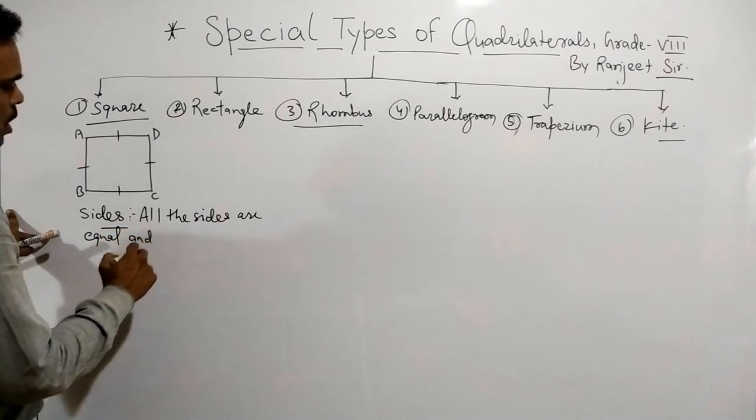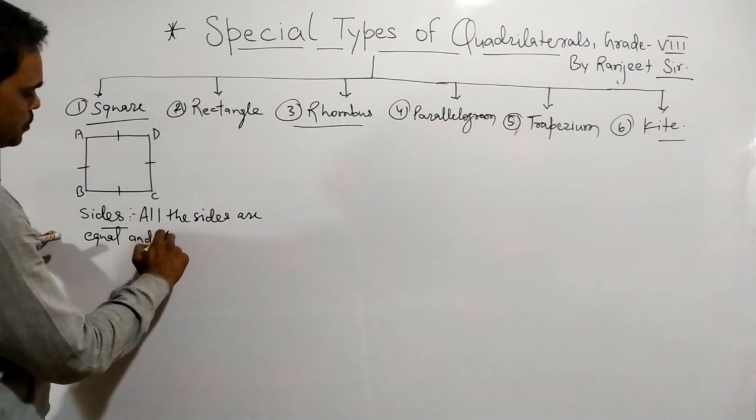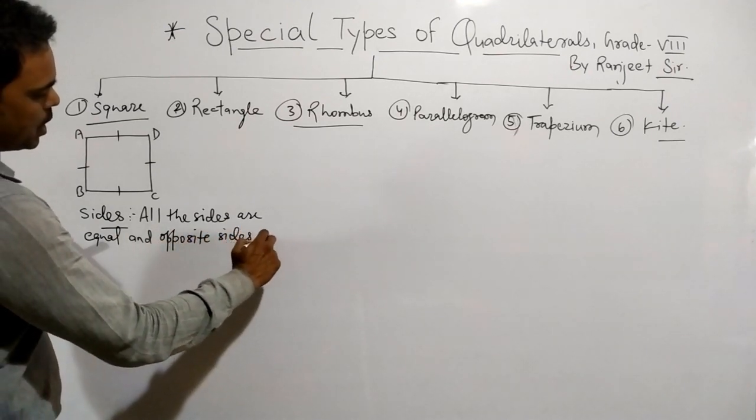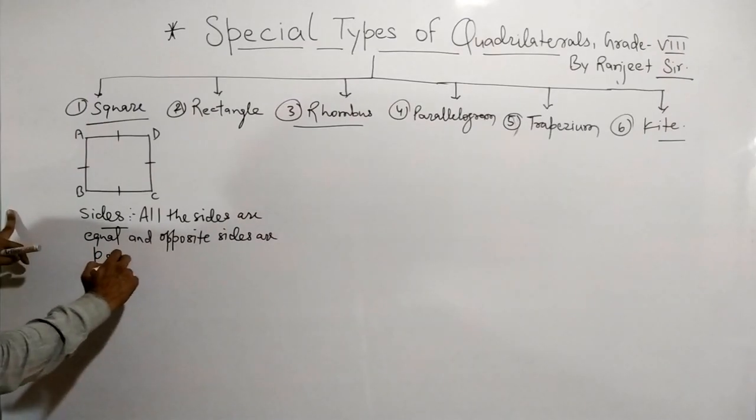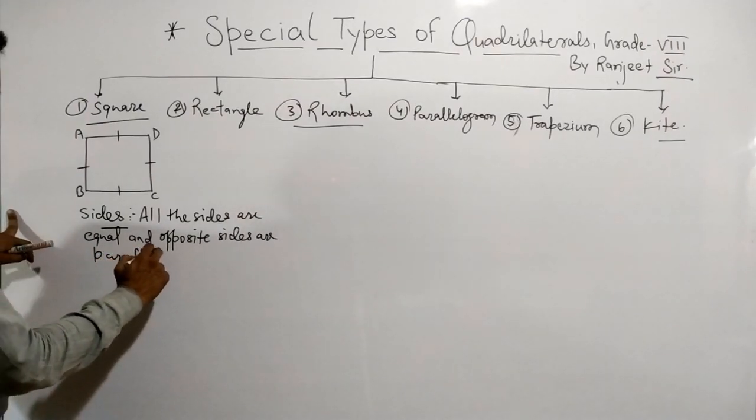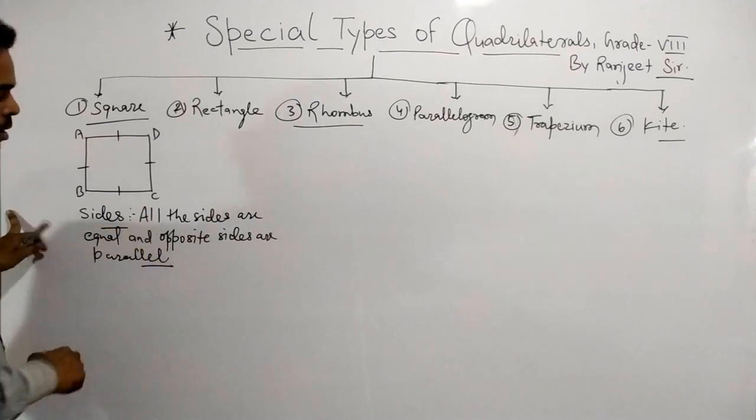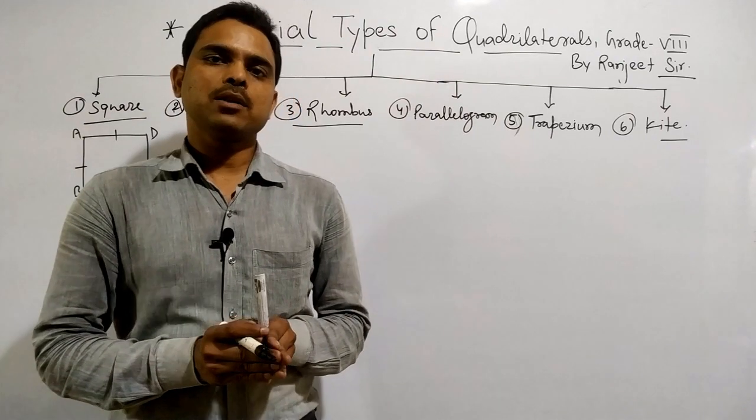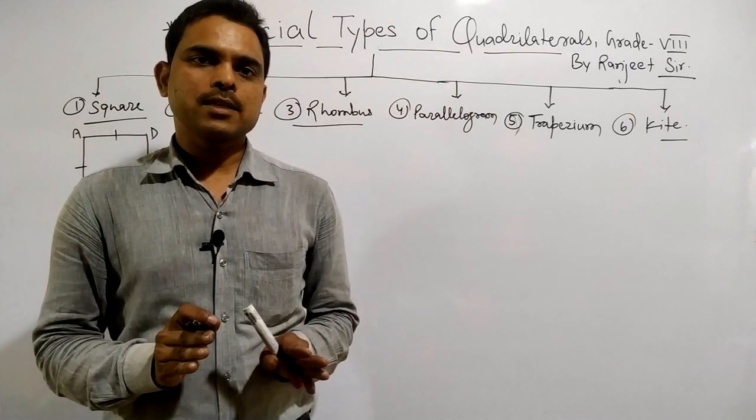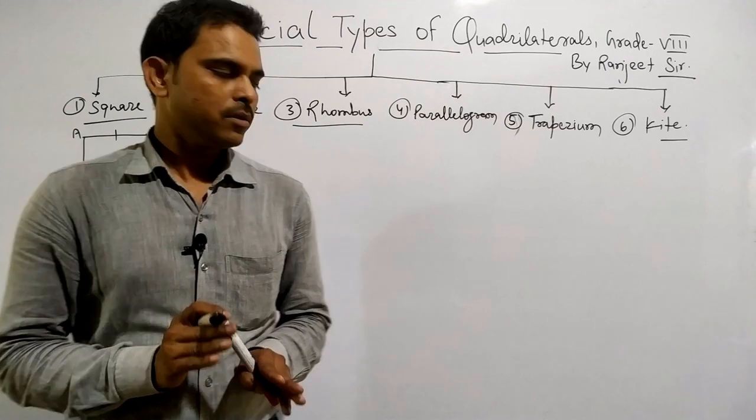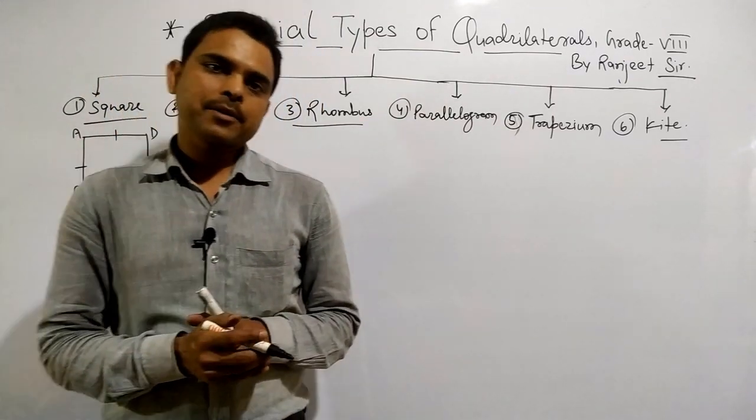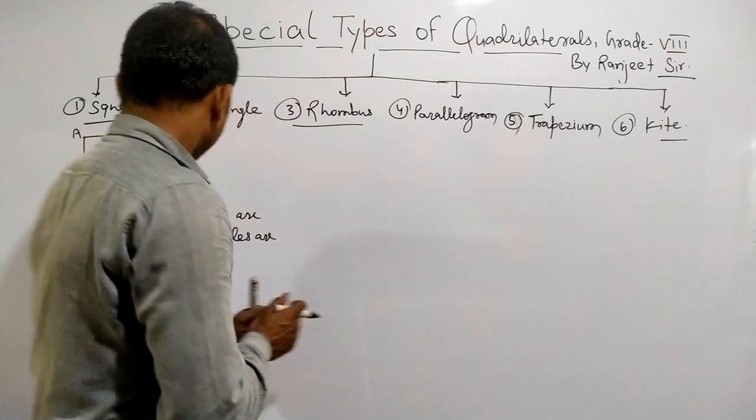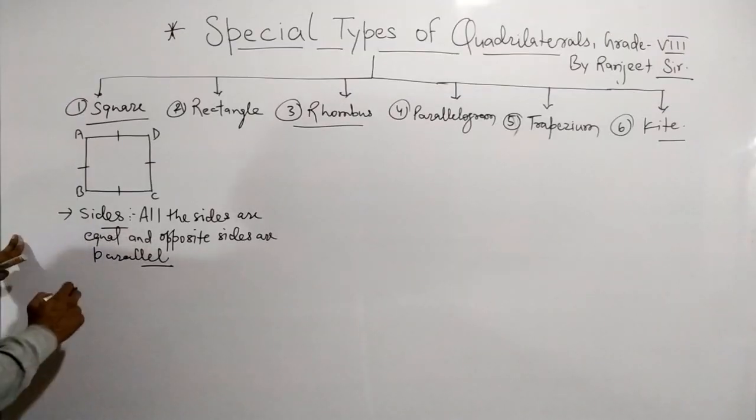and opposite sides are parallel. I think you know the meaning of parallel. Parallel means 2 line segments are said to be parallel if they do not intersect at any point. Like a railway track, it doesn't intersect at any point. Okay, so now sides done.